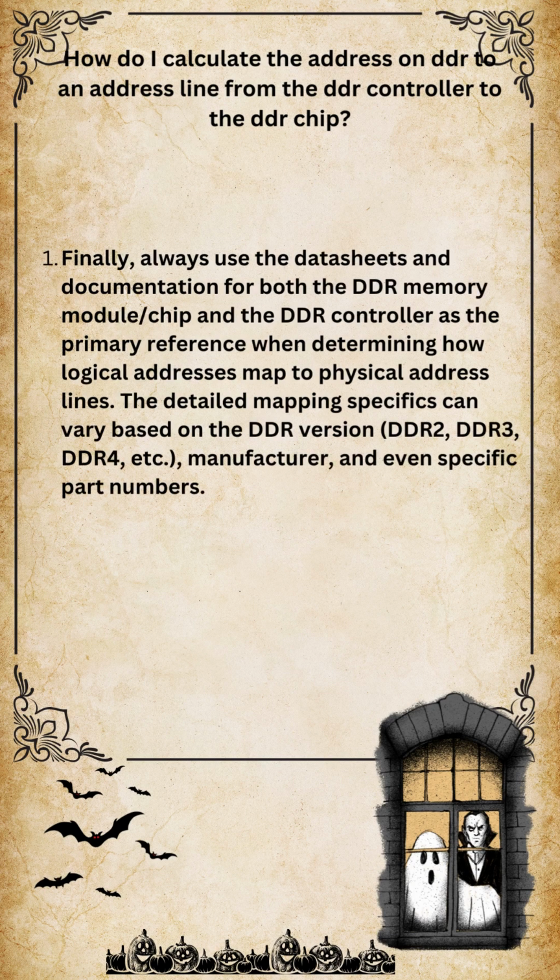Finally, always use the datasheets and documentation for both the DDR memory module chip and the DDR controller as the primary reference when determining how logical addresses map to physical address lines. The detailed mapping specifics can vary based on the DDR version, DDR2, DDR3, DDR4, etc., manufacturer, and even specific part numbers.